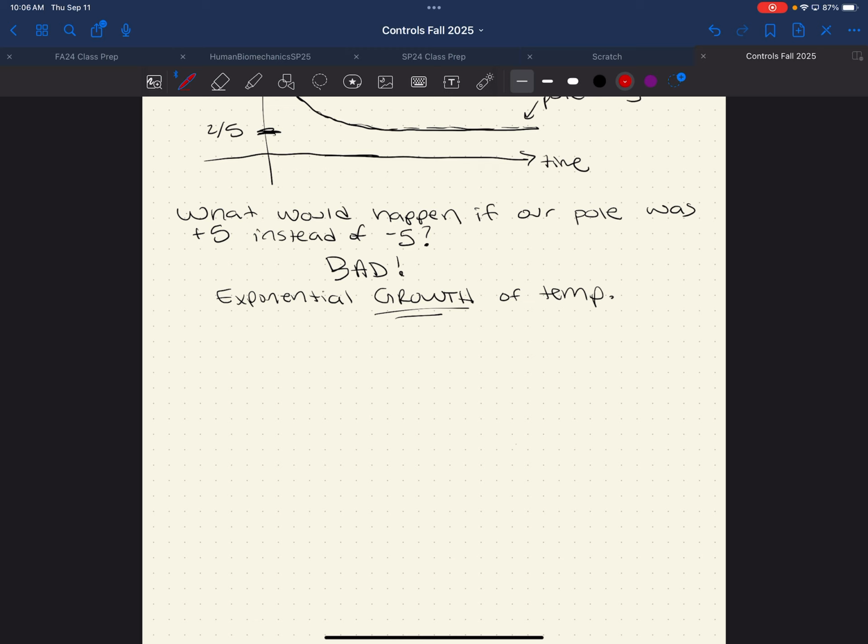All right. Let's do another example here. Let's consider a general first order system that is LTI.